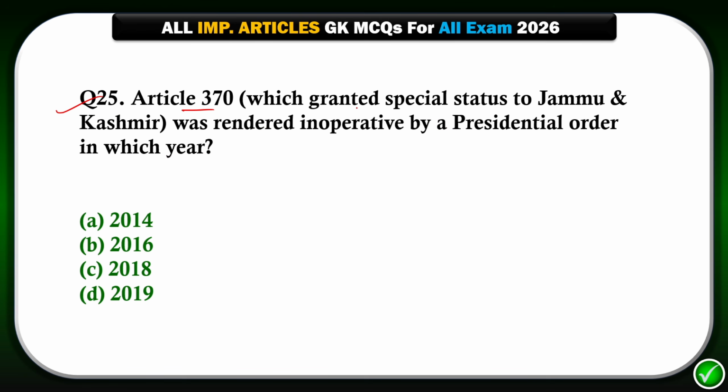25. Article 370, which granted special status to Jammu and Kashmir, was rendered inoperative by a presidential order in which year? Option number D, 2019.